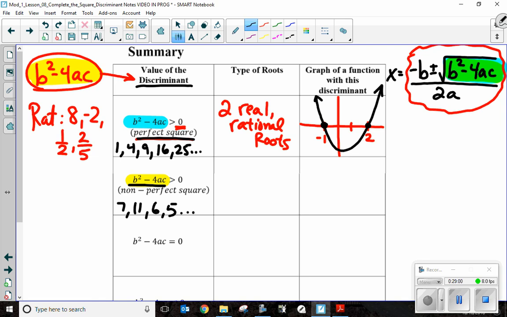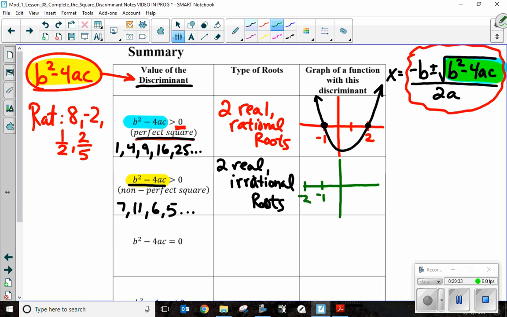Well, I still have 2 real roots, but this time they would be irrational. They'd be 2 real irrational roots, which means my answers wouldn't be nice whole numbers or nice perfect fractions. Let me give you an example of what that might look like. Parabolas open up and they open down, correct? So I'll give you an example of one opening down. Here's -1, -2, 1, 2. I might have a graph that goes like this.